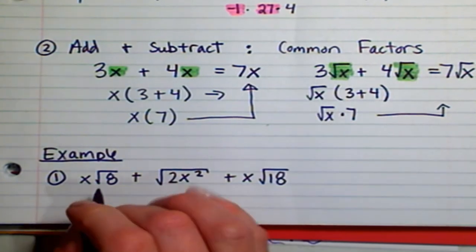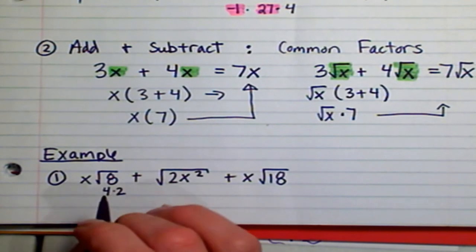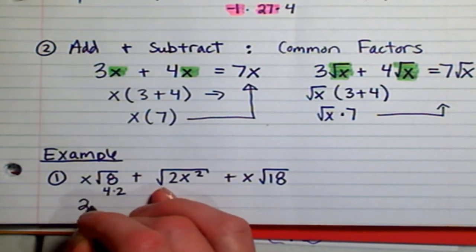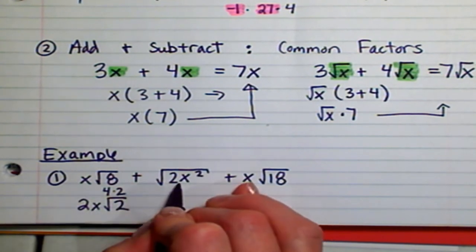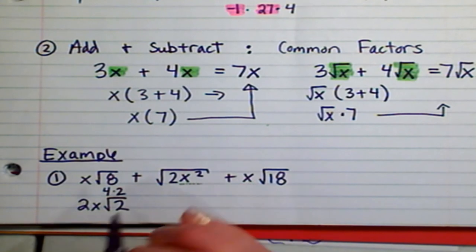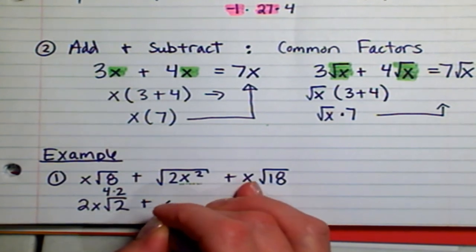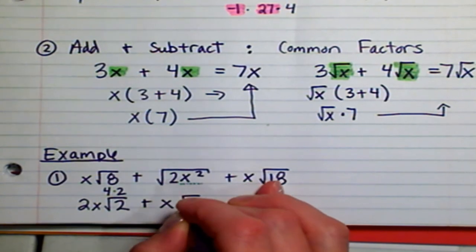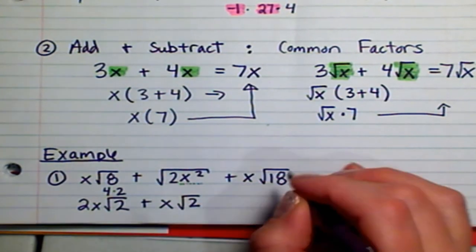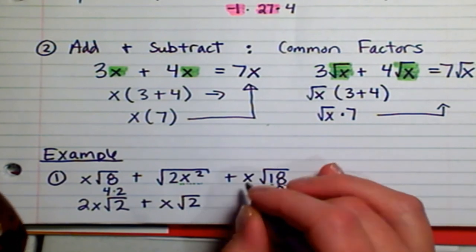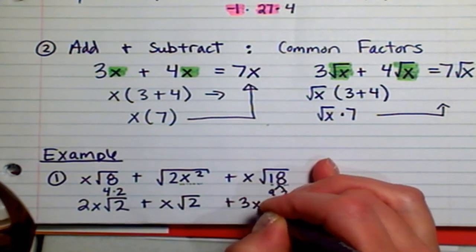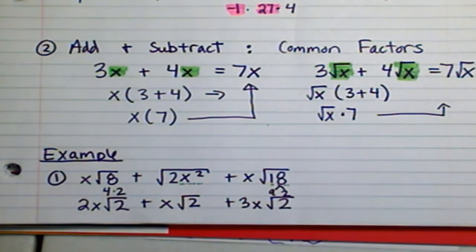Okay, this is a square root, so 8 is 4 and 2. Okay, so that gives me 2x root 2. Okay, x squared. x root 2. Okay, 18 is 9 and 2. So that gives me 3x root 2. Aha! I see the common terms.